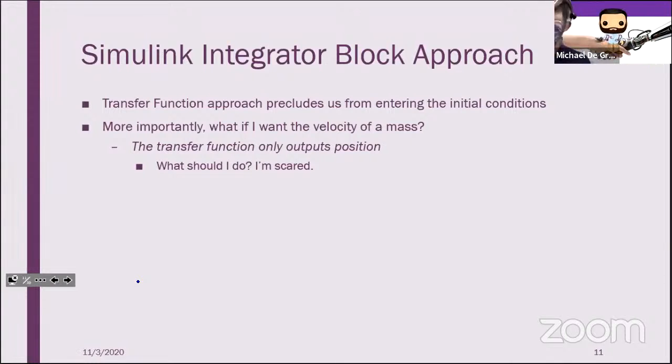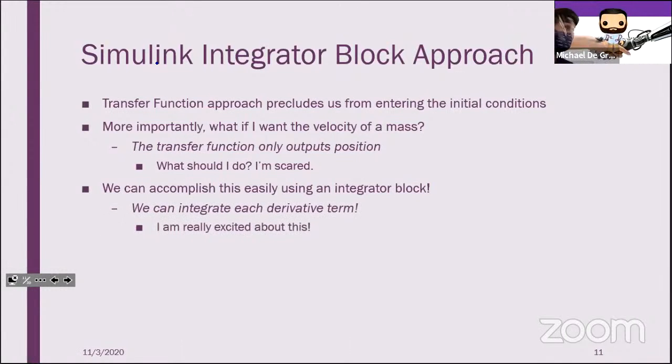But more important than that, initial conditions aside, what if I don't care about the positional change of the solenoid? I want to know about the velocity. I don't care what the position looks like at the time. I want to know how the velocity changes with it. Well, I can't do that with the transfer function method, directly. But what I can do is use an integrator block. The integrator block method is robust to non-zero initial conditions, right?